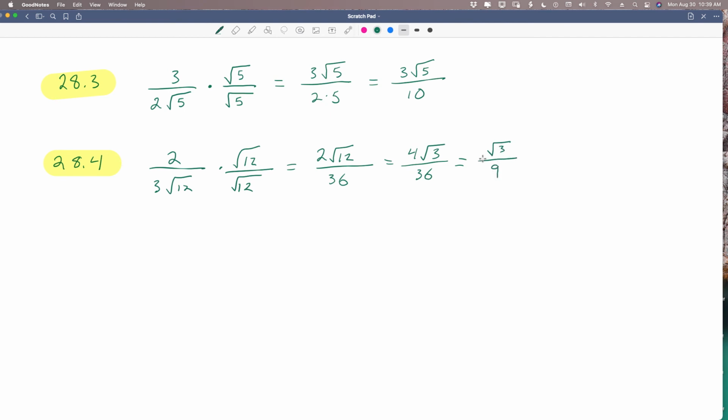The 1 is invisible. When it's just 1, you can write it or you cannot write it because 1 is understood. So the square root of 3 over 9 is our final answer for this problem because we were able to reduce it as much as we could.